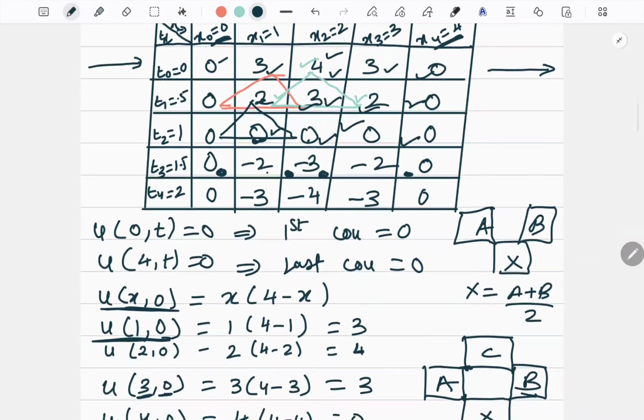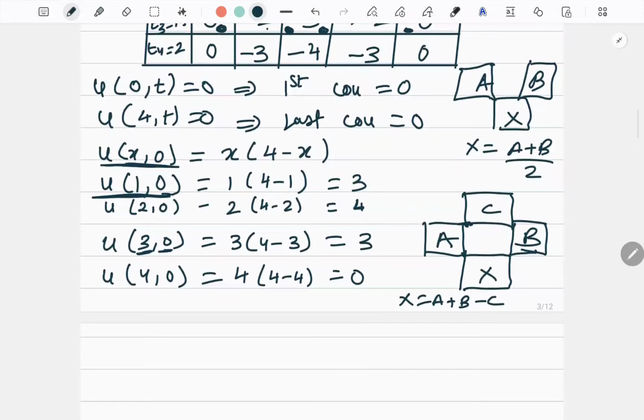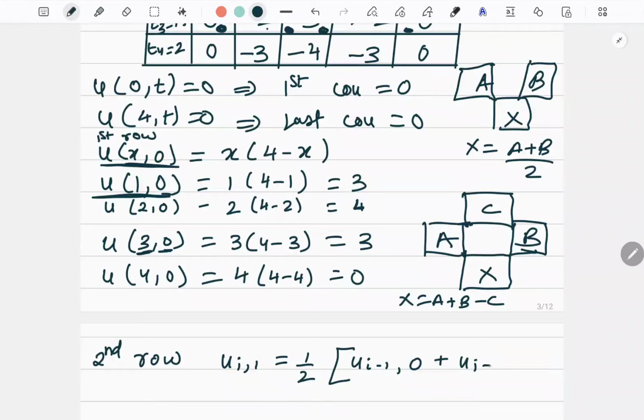So this we have done for the first column, last column and the first row. So now we have to put for the remaining. Now I will put for the second row. From here I wrote first row. Now second row, what is the formula we are using? The simple formula for this is u(i,1) is equal to 1 by 2 [u(i-1,0) plus u(i+1,0)]. Now see, this thing and what I have written here is perfectly same, exactly same.